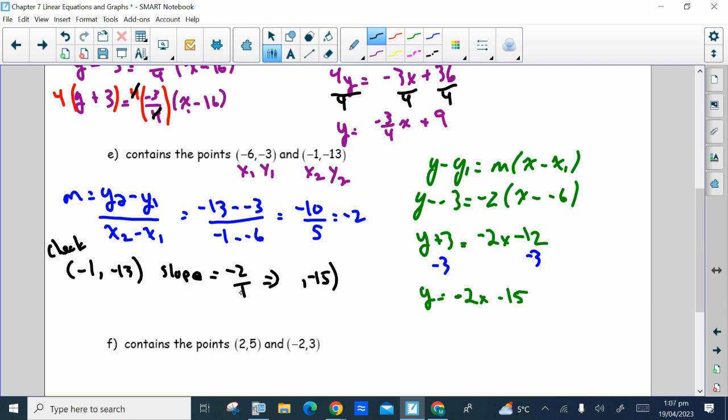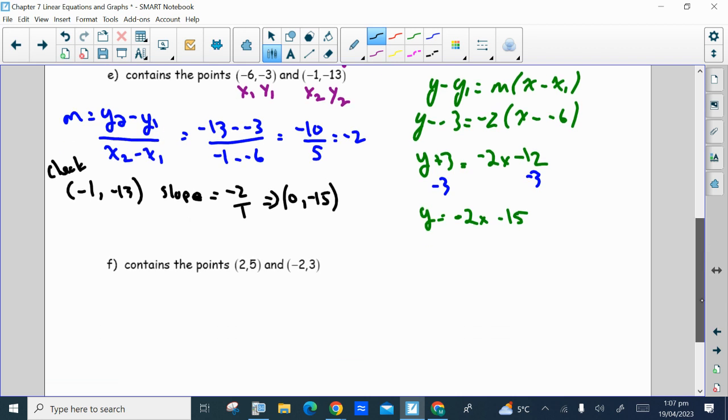And the run is positive 1, so you're going to go to the right 1. I said up 1, I meant to the right 1. The negative 1 x value, if you go to the right 1, it becomes 0. 0 comma negative 15 is the right y-intercept, which is what the equation tells us. So that's a little check that we could do to make sure that our equation is correct.